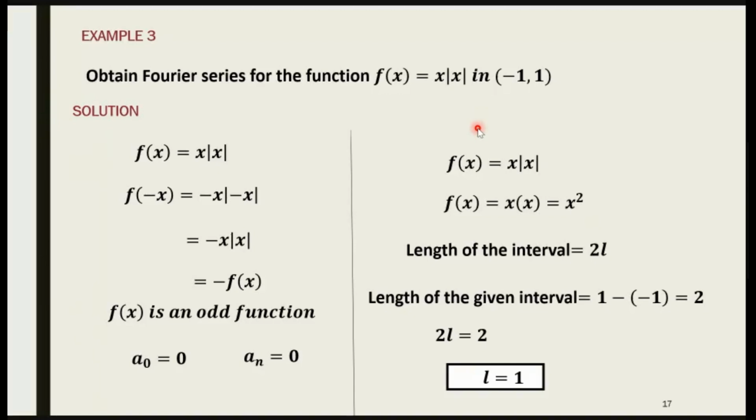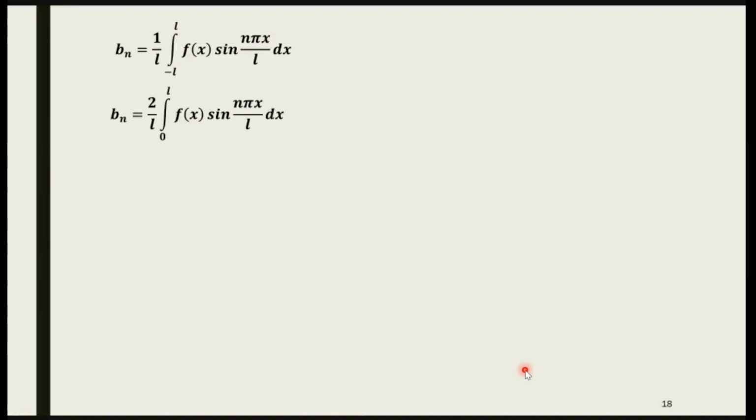Mod x is equal to x for x greater than or equal to 0. So since mod x हमको greater than or equal to 0 लेना, the interval defined will be 0 to 1. That is why we take the function as x. तो पूरा फंक्शन हो जाएगा x स्क्वायर, l की वैल्यू 1. Now calculating bn. L is equal to 1, function as x square, and then integrate 2 times integral 0 to 1 x square into sine n pi x dx.